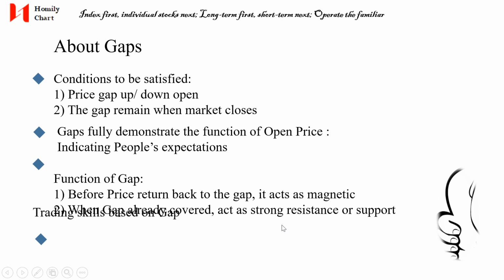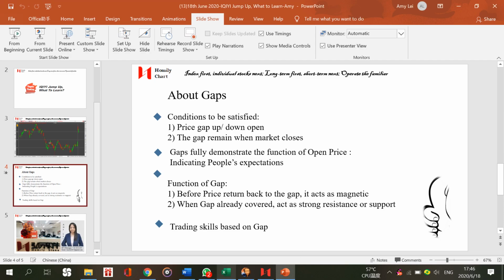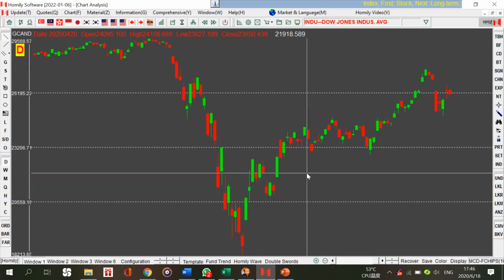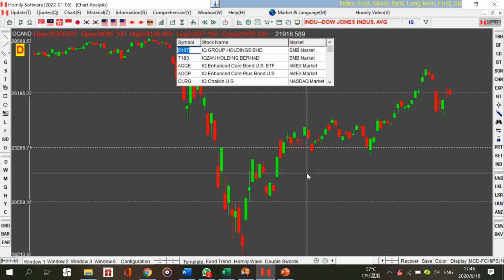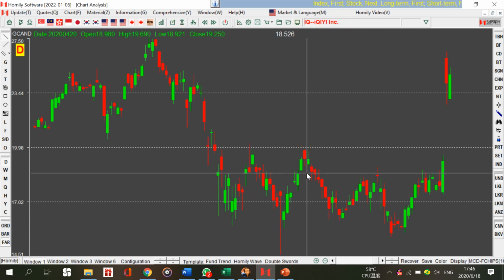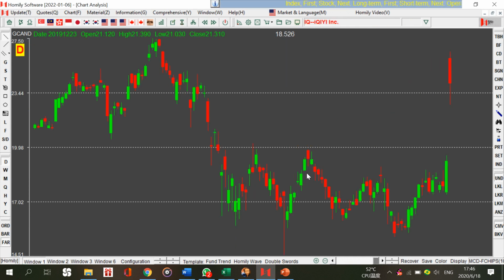Okay, and then finally we want to learn some trading skills based on gaps. Let's just check the performance of IQIYI. IQIYI, I know this is a popular candidate for many people. Many people are paying attention to IQIYI, right? And how can we trade based on this upward gap here?